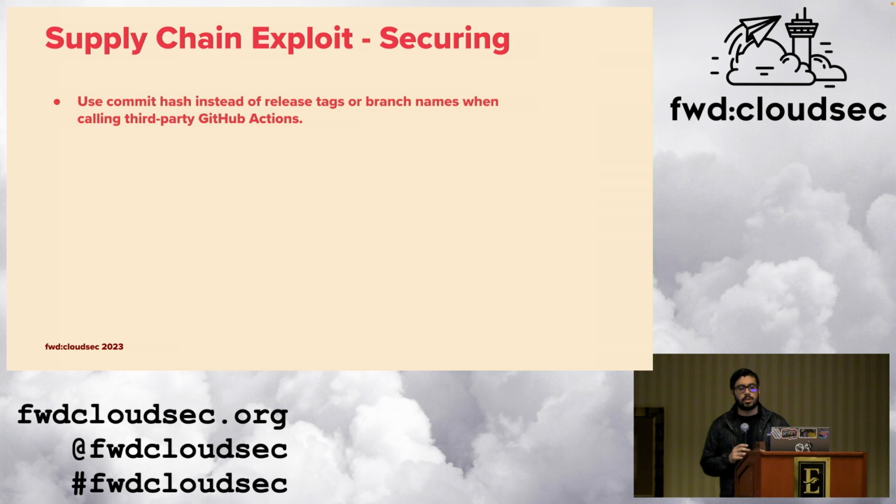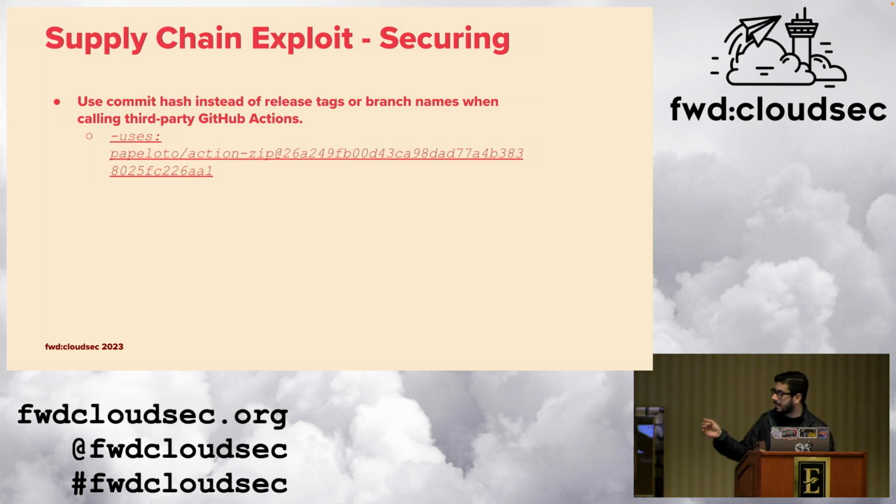A couple of ways that we saw organizations can secure it is, one, pinning their workflow, when they are using third-party actions, to the commit hash instead of the release tag or the version of the release or the branch. Mainly because when you use something like this, even though I can create a namespace of the action zip repo, I can't really create a GitHub action release with the commit hash on it. GitHub has additional checks: when you try to create a branch with the commit hash or when you try to create a release with the commit hash, it will block that and it will prevent it.